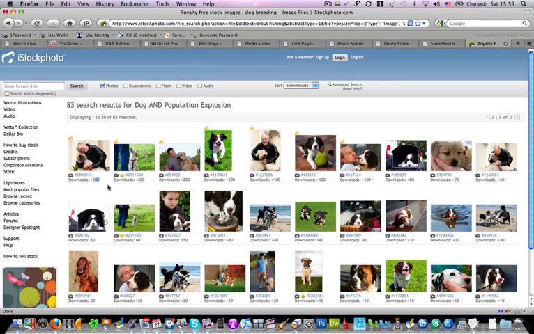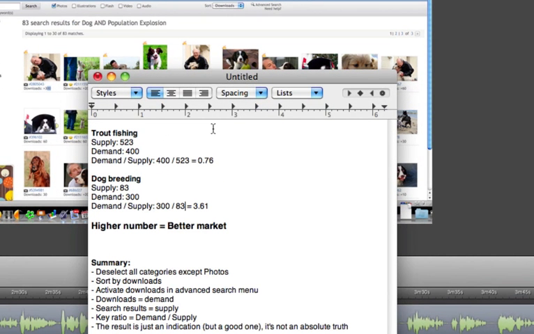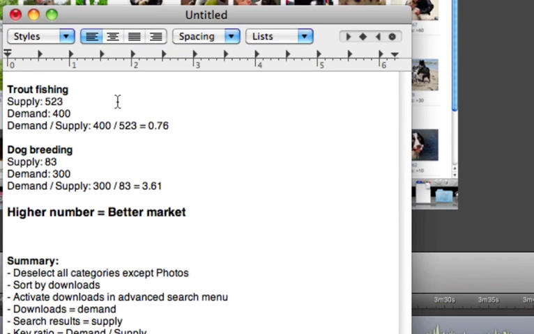So what does this mean if we compare these markets, trout fishing and dog breeding? If we look at trout fishing, we had a supply of 523 images and a demand of 400 downloads. So the ratio between demand and supply is 400 divided by 523, which gives a ratio of 0.76. If we compare that to dog breeding, we had a supply of 83 images and a demand of 300 downloads. If we divide demand by supply, we get 3.61.